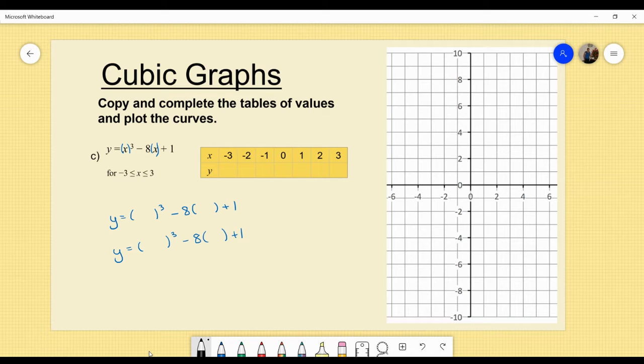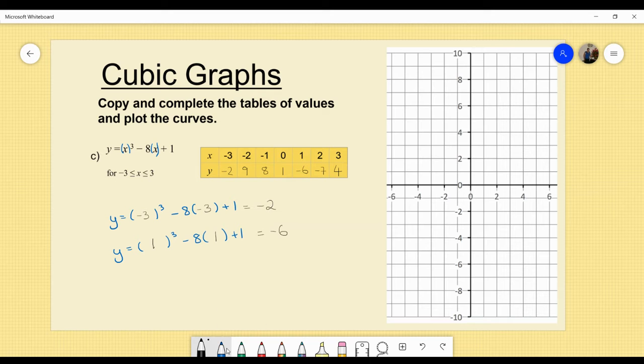So we're given that they're between minus 3 and 3. So minus 3 cubed minus 8 lots of minus 3, add 1 will give me minus 2. So I can fill that one in. When I do it with minus 2, I get 9. When I pop minus 1 in, I get 8. When I put 0 in, I get 1. If I pop 1 in, I would then end up with 1 cubed minus 8 plus 1 again. That's going to give me minus 6, so I can pop that in there. If I do it with 2, I get minus 7. And if I do it with 3, I get 4.